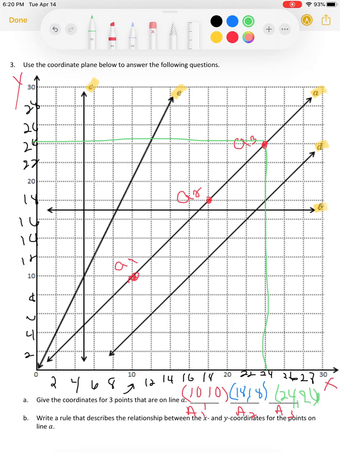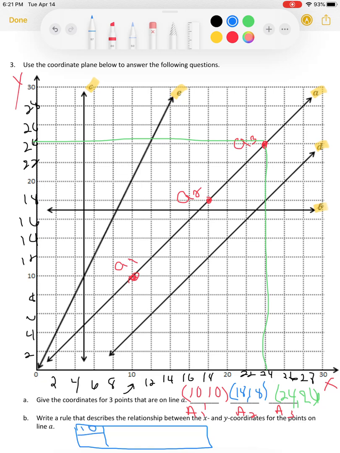Let's go to B. Write a rule that describes the relationship between x and y coordinates for the position on line A. All right, so let's look. I want to go ahead and draw a chart, and then I'm going to have to erase because we don't have room, but I'll draw a chart. I think that it's a lot easier to analyze your x and y if they're written a certain way. Okay, and I hope I have enough room.